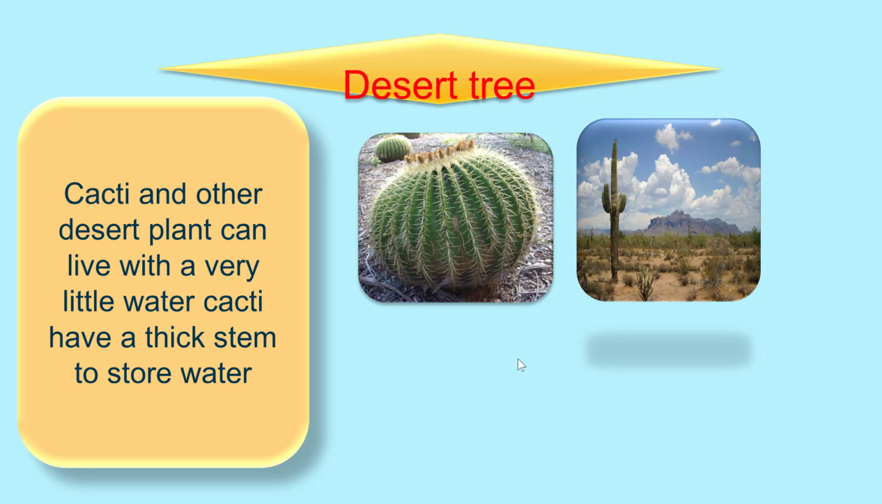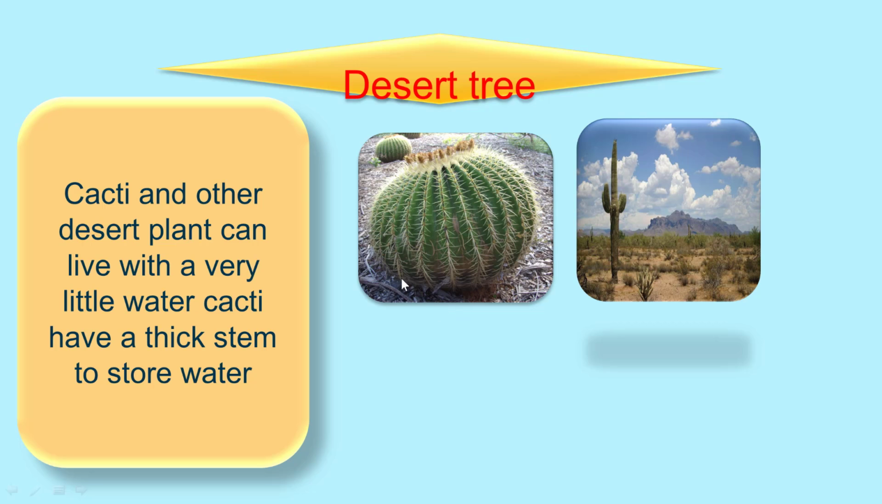Okay, so we have cactus, like here we have two types of cactus tree. So how can cacti adapt to this hot environment, the desert? Cacti and other desert plants can live with very little water. Cacti have a thick stem to store water, and their stems grow near the surface like this.